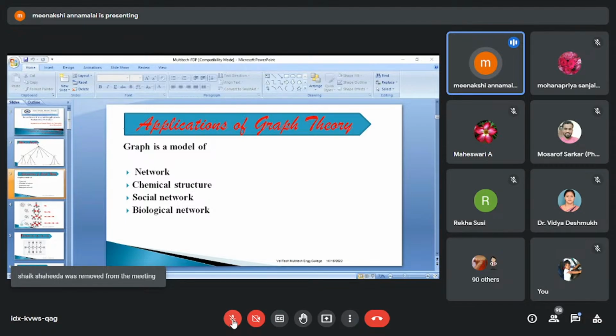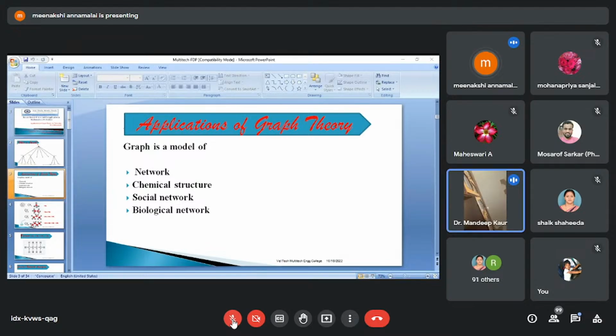And now I'm moving to chemical structure. The chemical structure of chemical compounds can be represented as a graph. The necessity to represent the chemical structure in terms of a graph is to find the topological indices. A topological index is a connectivity index which is calculated based on the chemical structure of the chemical compounds. Topological indices also analyze physical properties of chemical compounds such as melting point, boiling point.